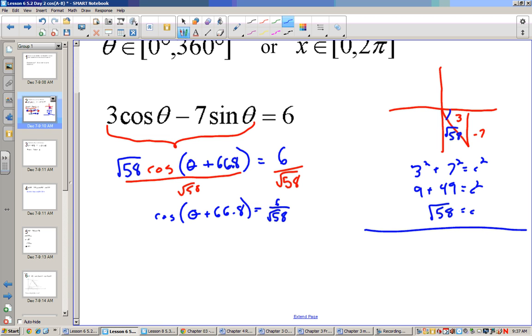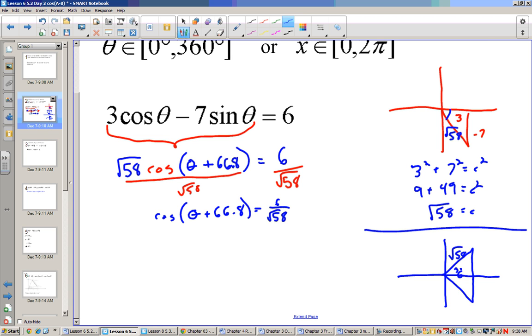So we need to draw another right triangle where the adjacent side is 6 and the hypotenuse is root 58. We're doing this in order to get rid of this cosine. So what I have to do is take the inverse cosine of 6 over root 58, and I have 38 degrees.